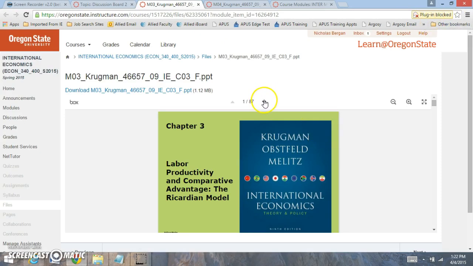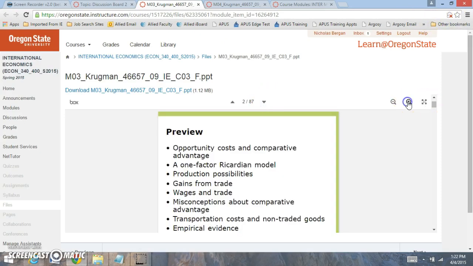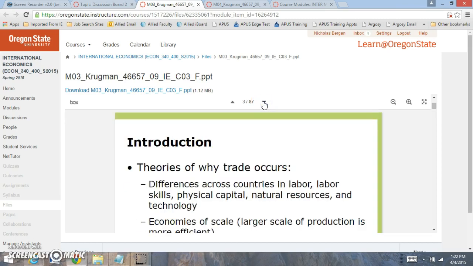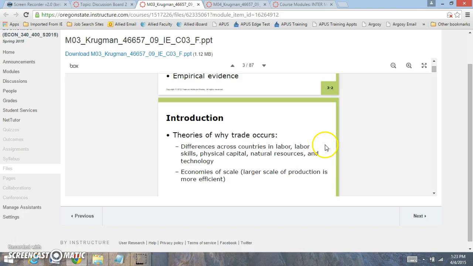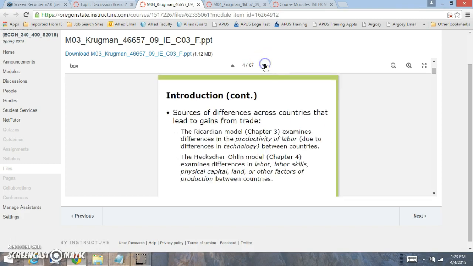Now, for this week, we're looking at the Ricardian Theory. I'm going to go over a couple different things with you. Why is there a difference in trade? Trade varies because of a couple different things: the skills of workers, physical capital, natural resources, and technology. Those are the main components to why trade occurs.